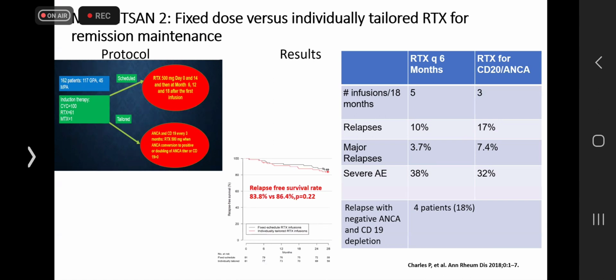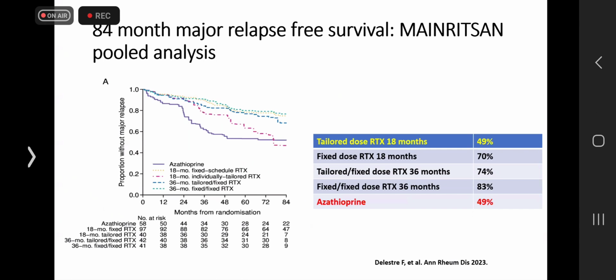However, although not statistically significant, relapses were numerically higher in the tailored arm. More importantly, no difference in adverse events, even though the infusions were less in the tailored arm. And an important observation is that even in patients who were ANCA negative, and even in patients with CD19 at 0, there was a proportion of patients that relapsed.